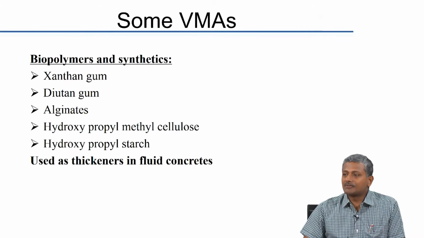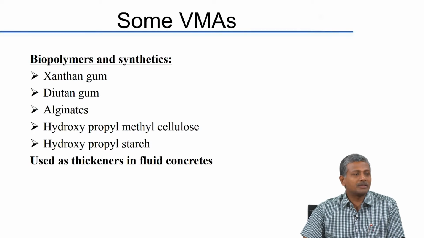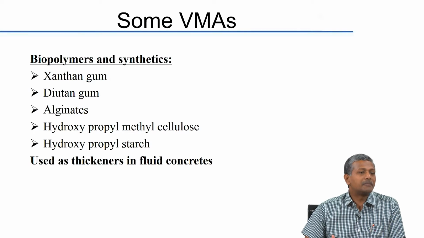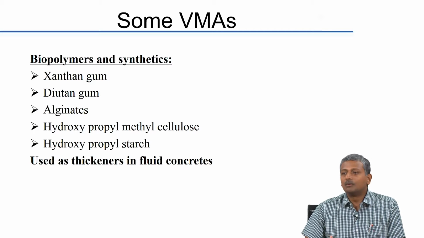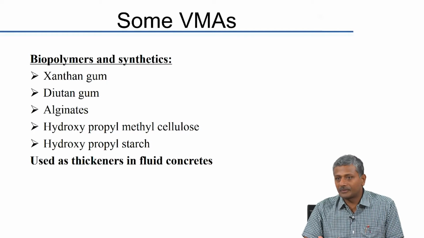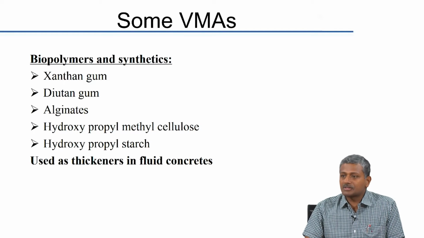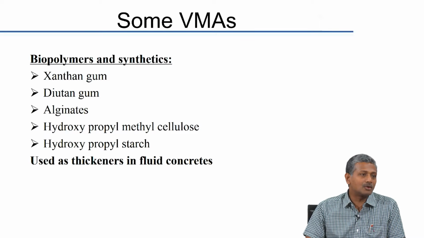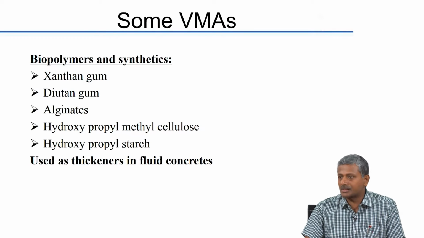So, what are these kinds of compounds? These are basically gums, right. We want to make the concrete cohesive. We want to prevent the interaction of concrete with the water that is in the surrounding medium. Or in the case of segregation resistance, we want to ensure that the concrete is cohesive enough that the aggregate does not start settling out.